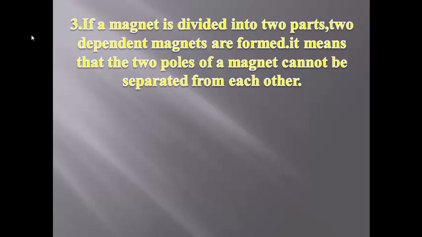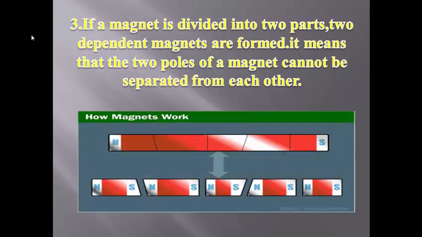If a magnet is divided into two parts, two independent magnets are formed. It means that the two poles of a magnet cannot be separated from each other. As you can see in the picture, we have divided the magnet into some parts and you can clearly see that independent magnets are formed.